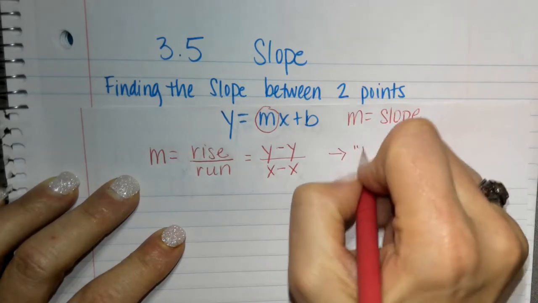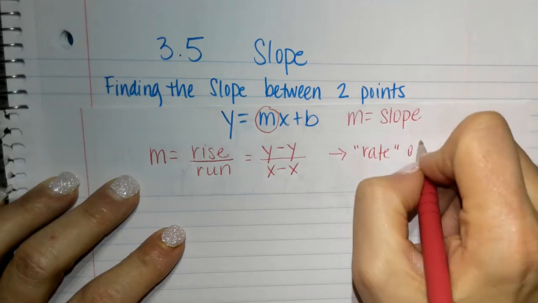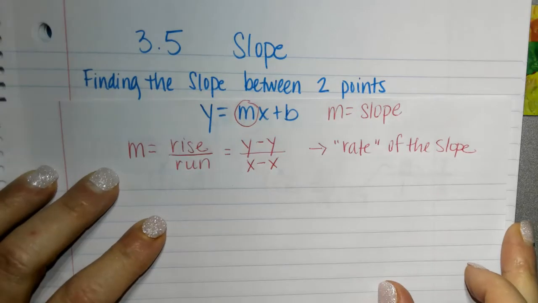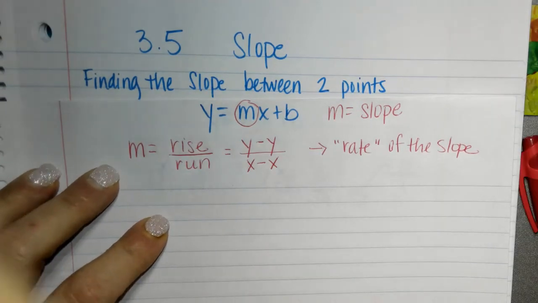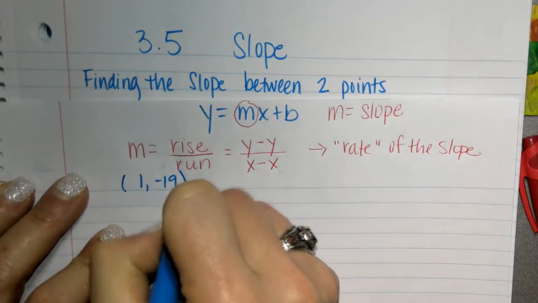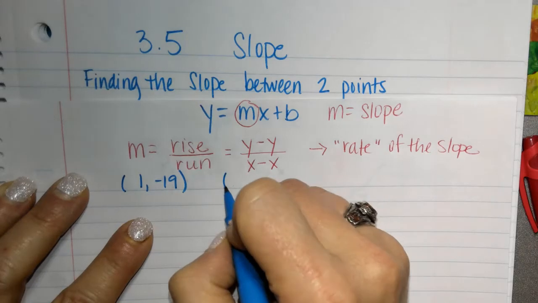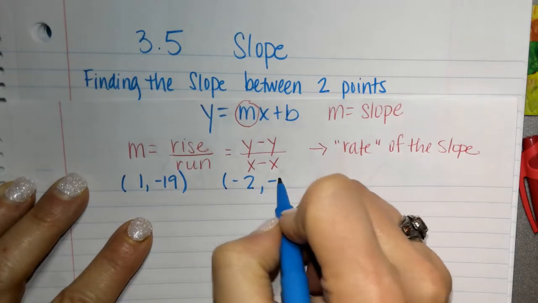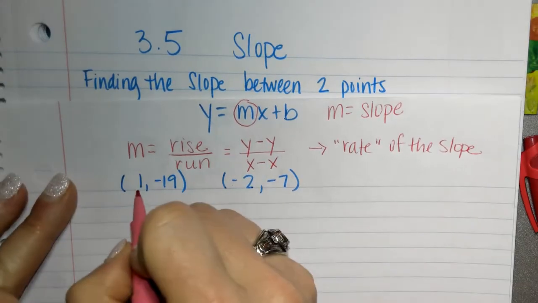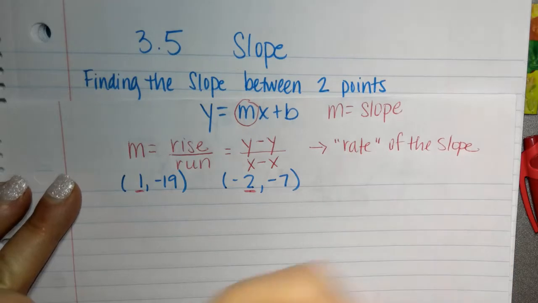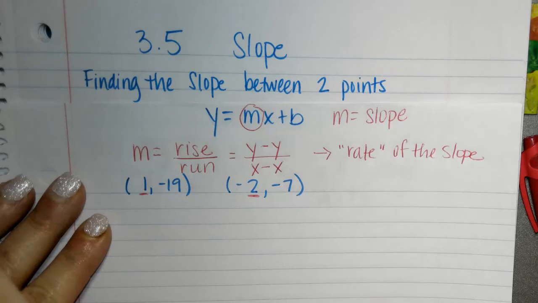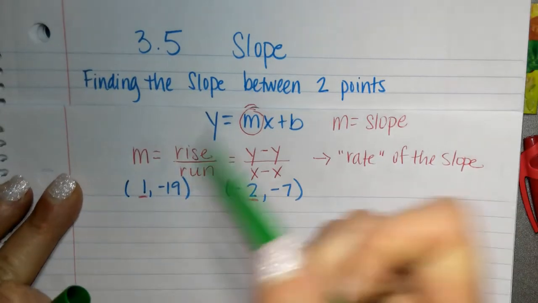This will give you the rate of the slope. Okay? It'll give you the rate of the slope. So let's do an example here. We have (1, -19), that's our first coordinate point, and (-2, -7). So I want you to underline your x's in each coordinate point, and then circle your y's.